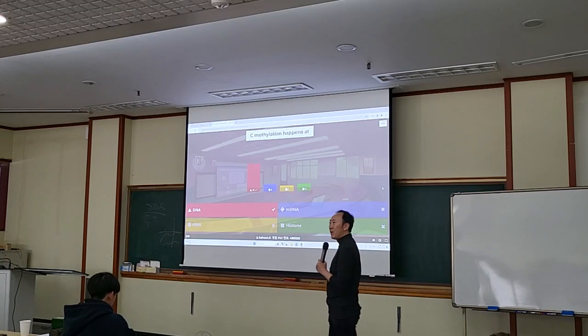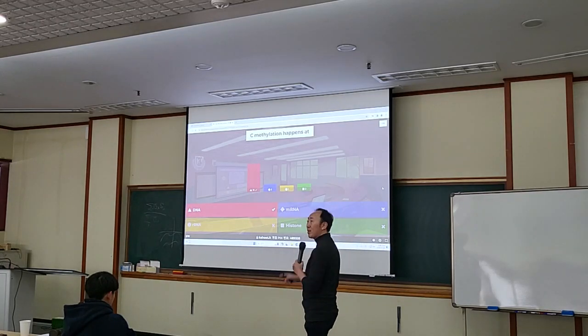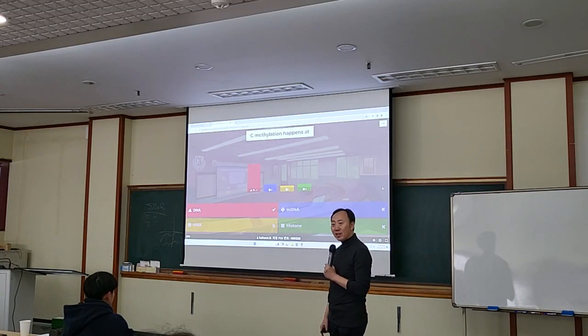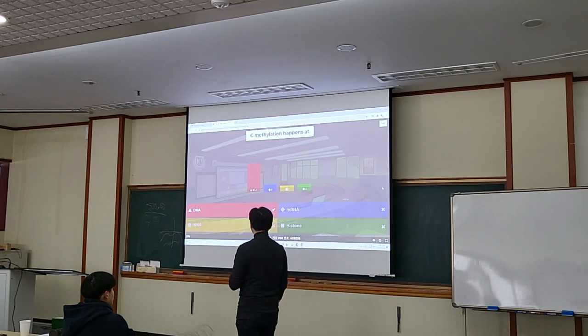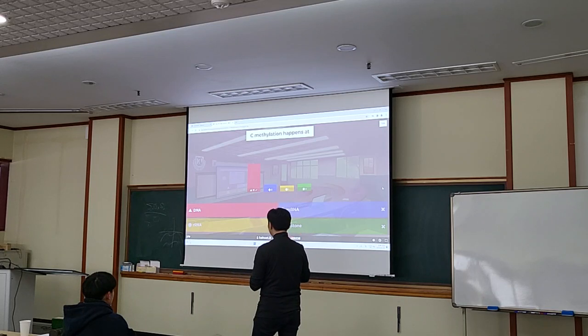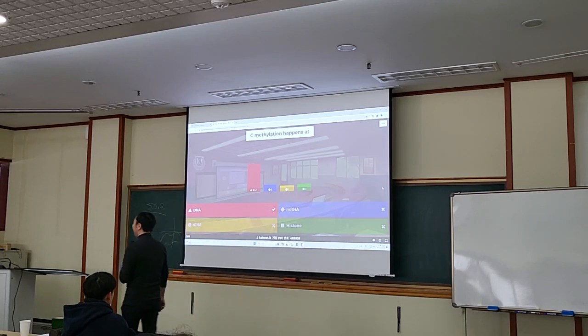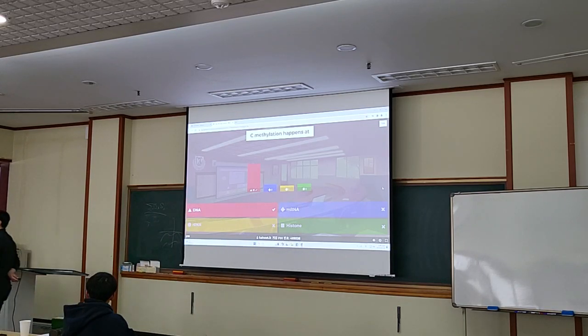When you say C methylation, it's a DNA methylation. RNA also has a C, but we are not talking about RNA methylation. And RNA doesn't matter. Histone has its own role, but C methylation is on DNA.